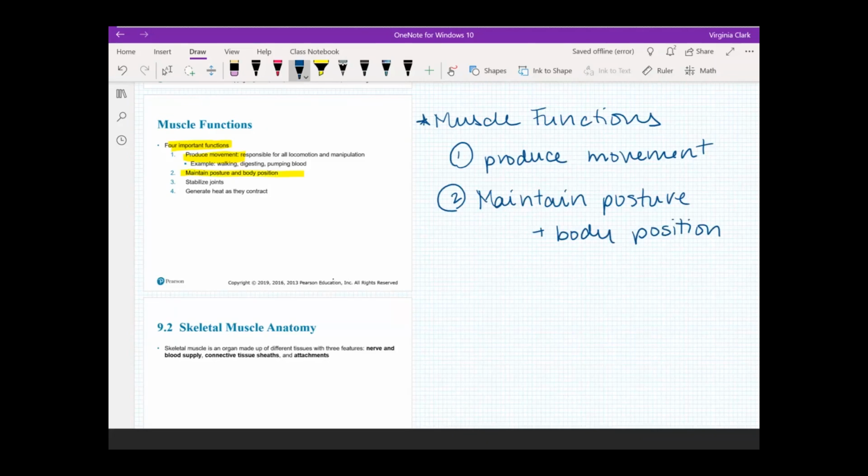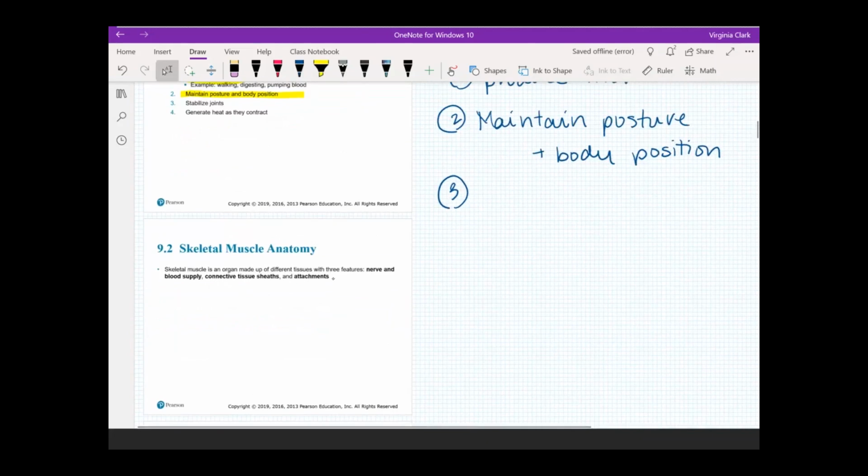The third muscle function is going to be to stabilize our joints. So this goes hand in hand with our posture and our body's positioning, but as we're stabilizing our joints, it's essentially holding that in place. So you don't just have floppy arms, but you are able to maintain a straight arm or a bent arm.